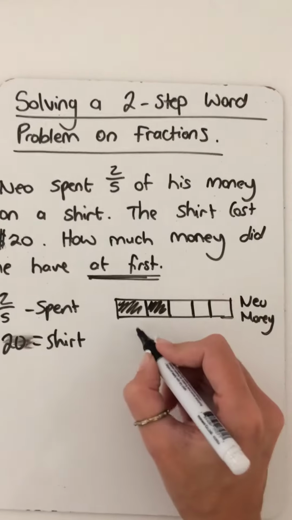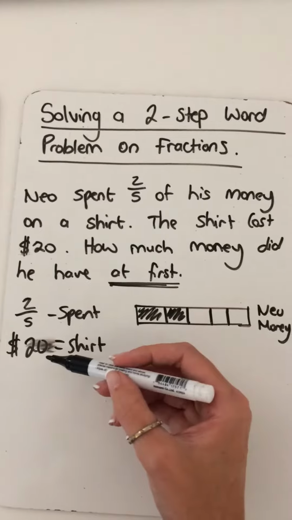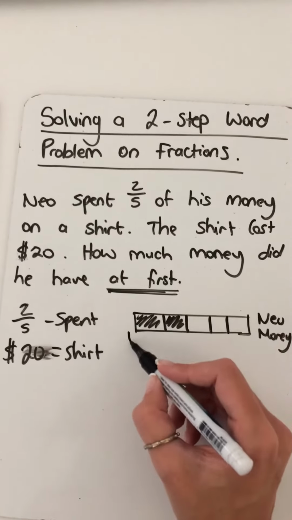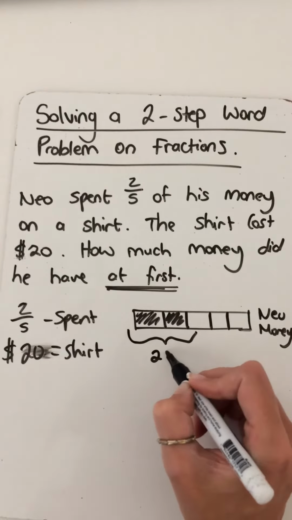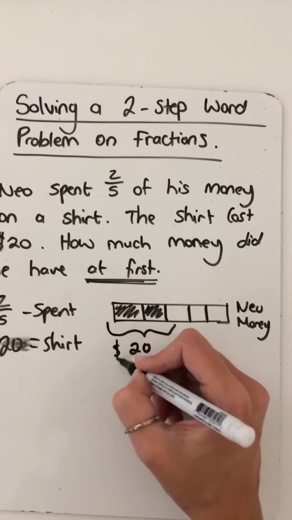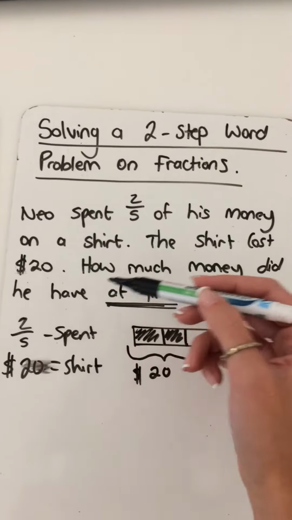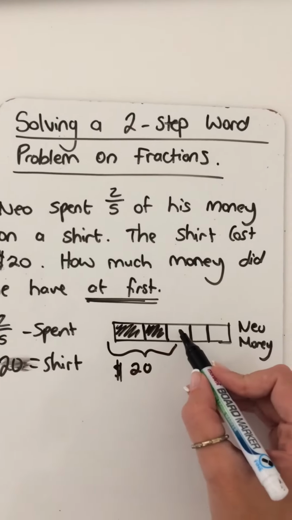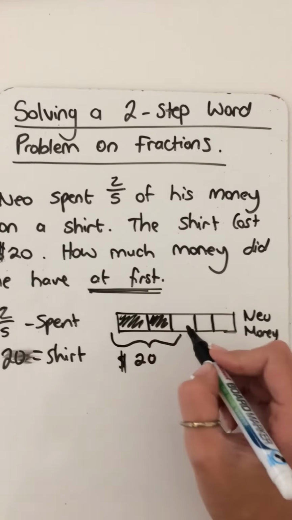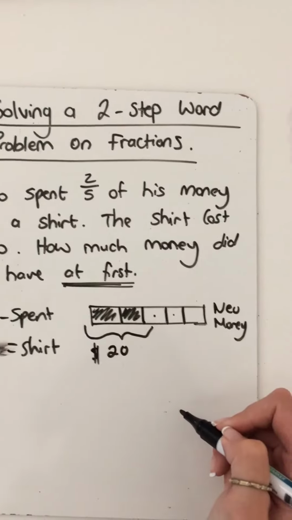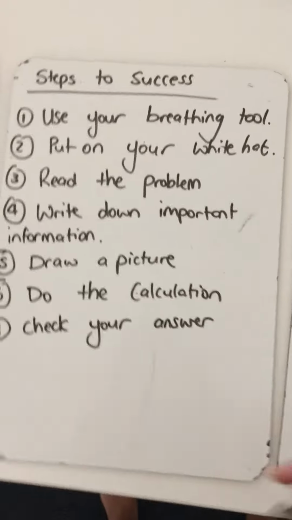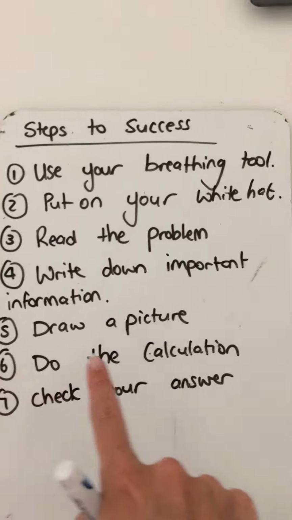We know that the t-shirt cost $20. So these two shaded parts cost $20. How much money did he have at first? I need to know how much he had in total, so all of these empty parts as well. Okay. After drawing my picture, I can do my calculation.